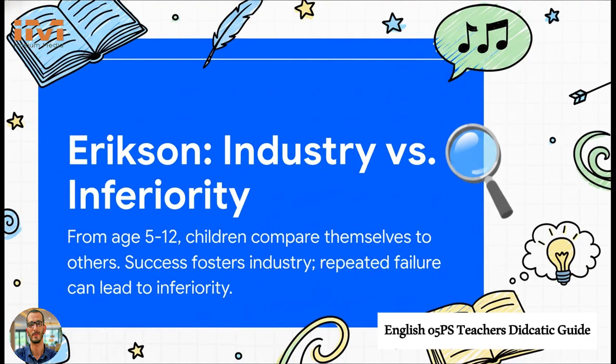And this does hit the nail on the head for this age. Erikson called this stage industry versus inferiority. Your students are constantly, and I mean constantly, comparing themselves to their friends. So our job is to create chances for them to succeed, to build up that sense of competence, and to help every single student find something they can shine at.